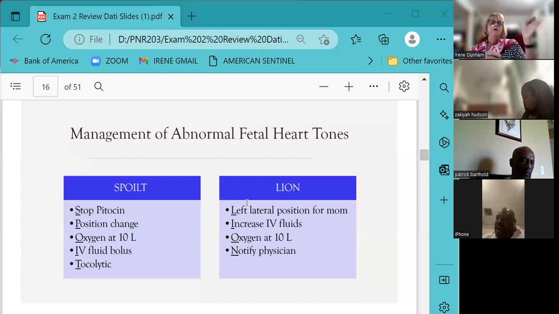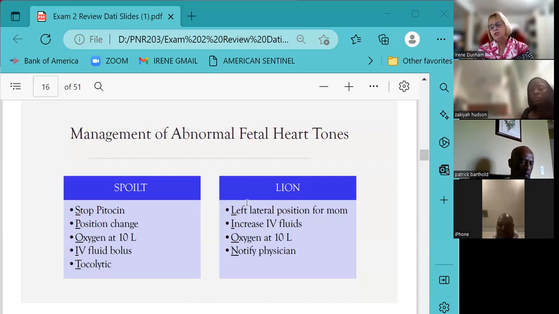Okay. Now the other mnemonic is for when you have an abnormal fetal heart tone and you're in the room, and maybe you're giving Pitocin. You always want to stop Pitocin. Pitocin is a very strong drug which makes a woman contract. If you're having an abnormal fetal heart rate pattern, you do not want to be giving her Pitocin. Babies can't tolerate it. You're going to have your position change. You have your oxygen going. You have your IV fluids.